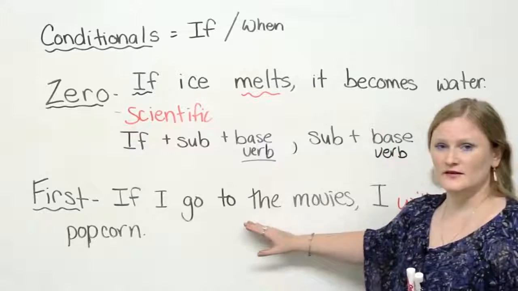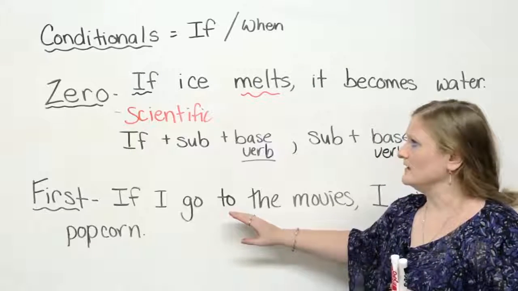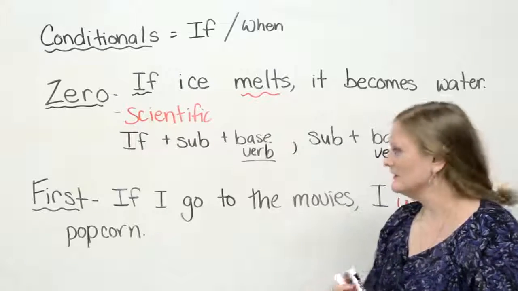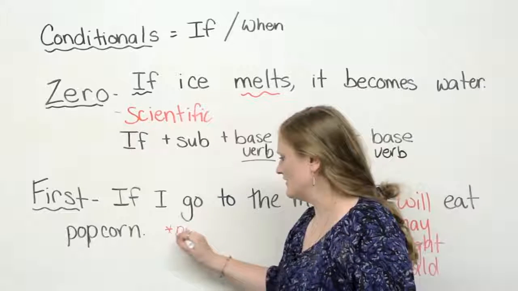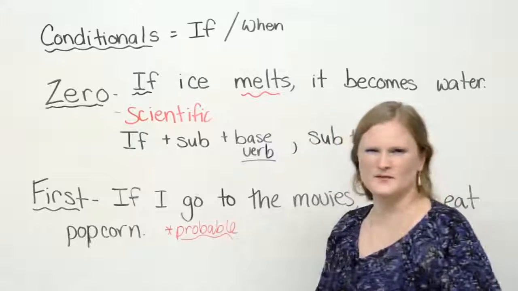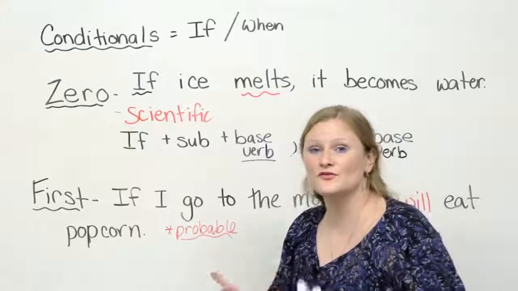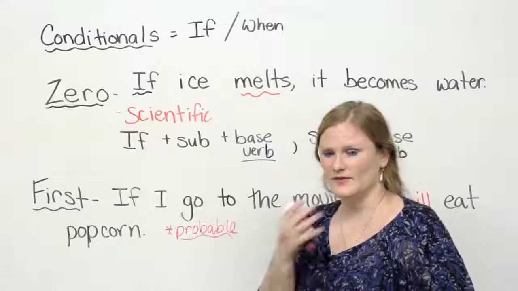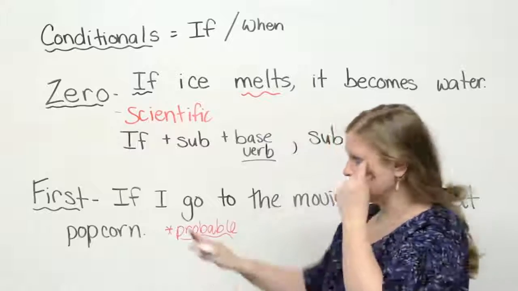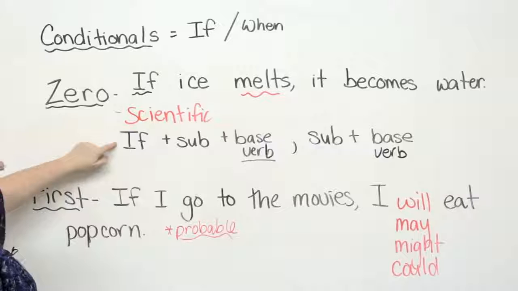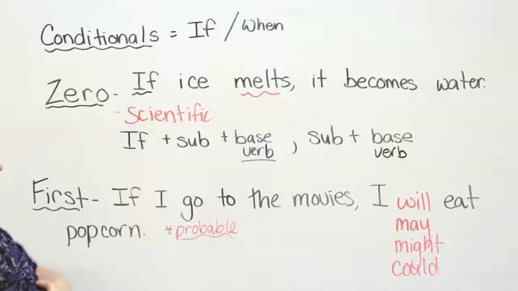So, in the first conditional, the basic thing of it is not scientific. It cannot be 100%. But it's things that are probable. It means it's likely to happen, or most of the time, this is true. So most of the time when people go to the movies, they eat popcorn. Let's look at the structure of this one. In the zero conditional, this is the structure. Can you tell me what's different about the first conditional?